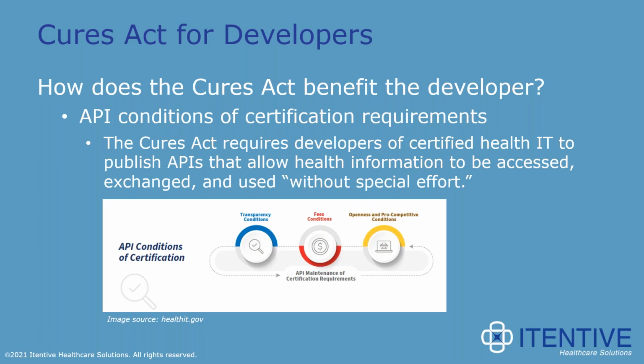And then the last one being the openness and pro-competitive conditions. These are going to establish practices that API developers must follow to enable an open and competitive marketplace. In general, these developers must grant API information sources the independent ability to permit API users to actually interact with the certified API technology deployed by that API information source.